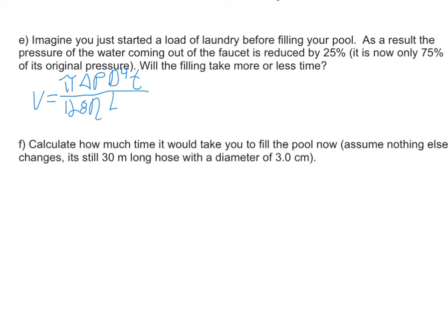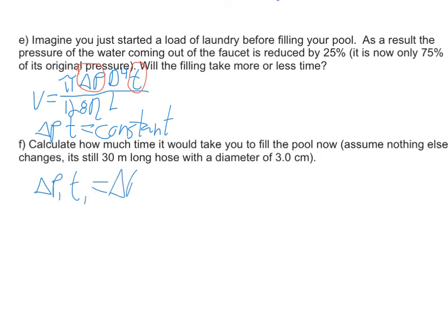So again, we have a situation where everything is constant except for change in pressure and time. All the rest of these are constants, so what we can say, as we've seen before, is that your change in pressure times your time is constant now, since no other variables are changing. So for part F, we're going to have delta P1 times T1 equals delta P2 times T2, right? And you can solve that like you've done on the other ones. I'm not going to go any further than that. I'm going to trust your guys' ability.